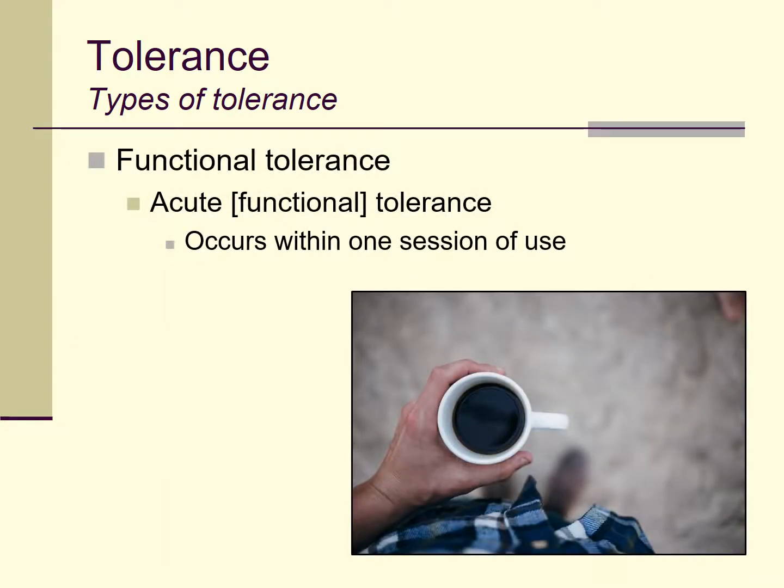So sometimes, if we want to be a bit fussy or a bit complicated about it, we can distinguish between acute and more long-term or protracted functional tolerance. Just to be a little bit clearer about that, acute functional tolerance is observed when, within one session of drug use, the effect of the drug changes over time, or the sensitivity of the nervous system changes over time.